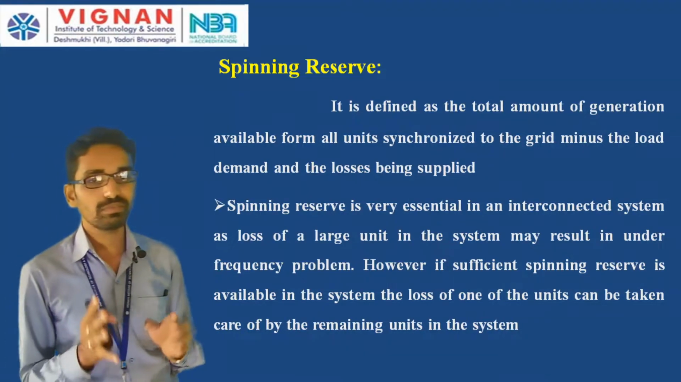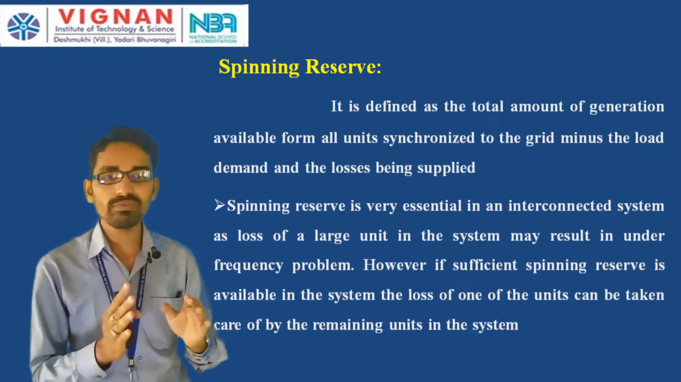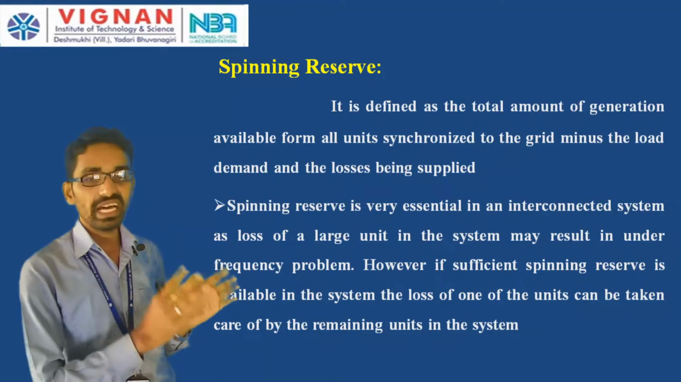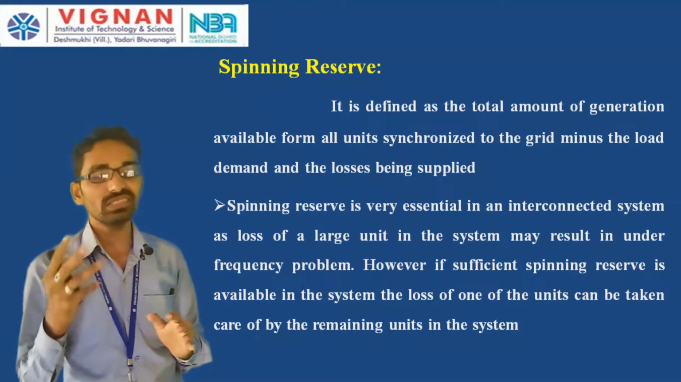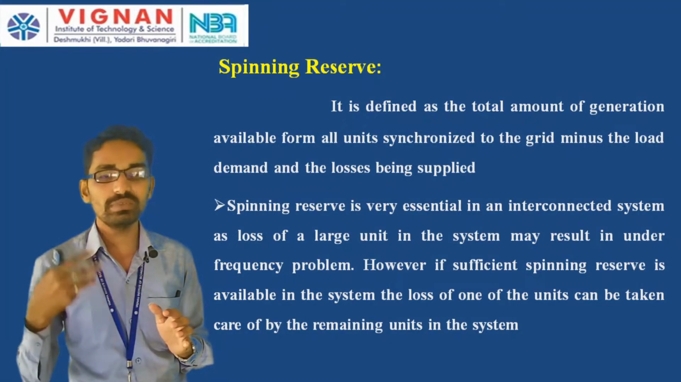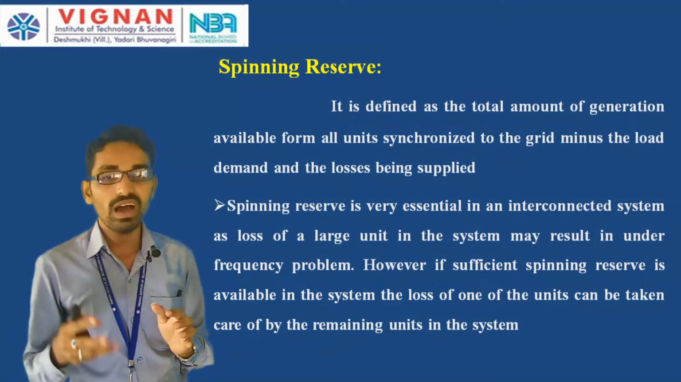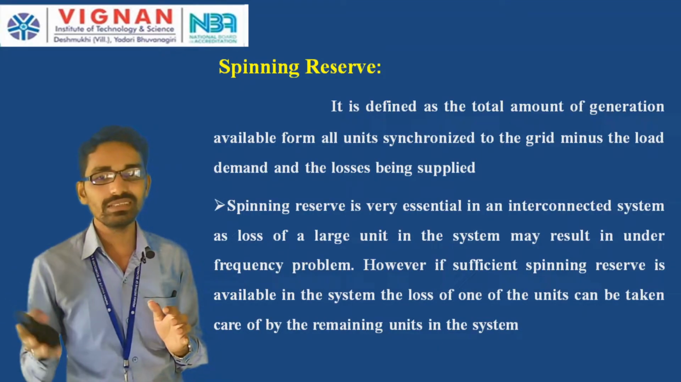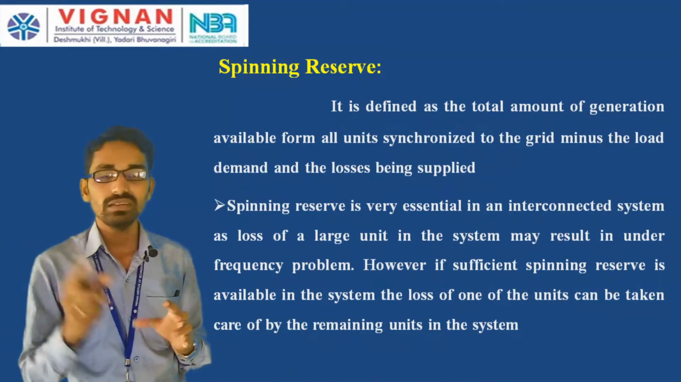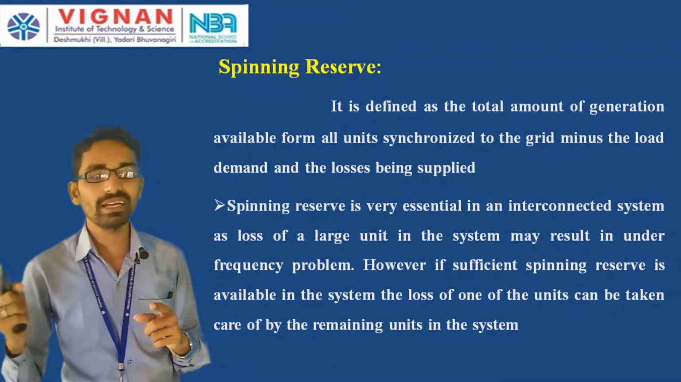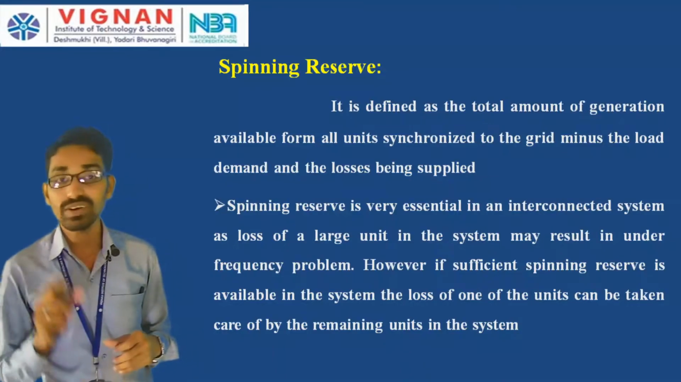So spinning reserve is some amount of power we keep aside in order to meet sudden changes in power, or if any generating station is disconnected, or if there is any problem in any generating unit and we disconnect it. This spinning reserve is utilized in order to meet the demand on the power station. That is the spinning reserve.